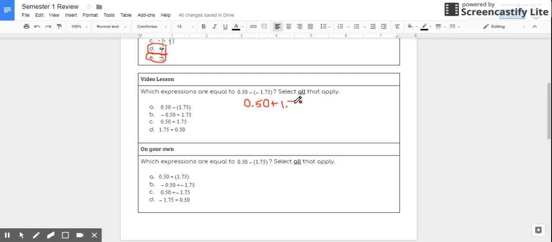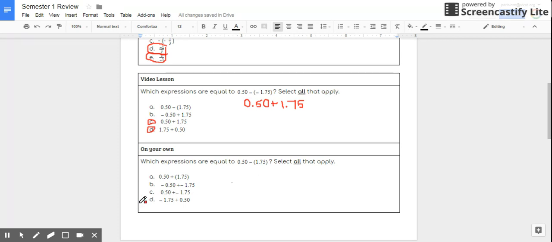So looking down here, A would not work because we want a positive 1.75. B would not work because the first number is negative. C and D would be your answer because they are both positive. So on this one, on your own, I want you to change the subtraction problem to addition and then select all that apply.